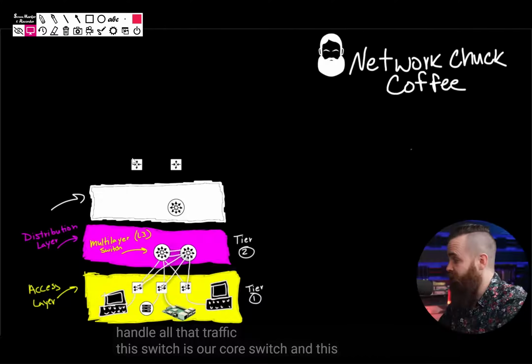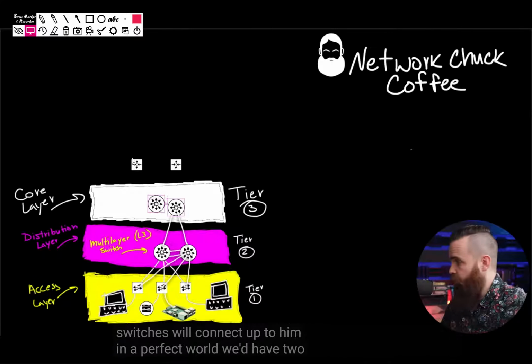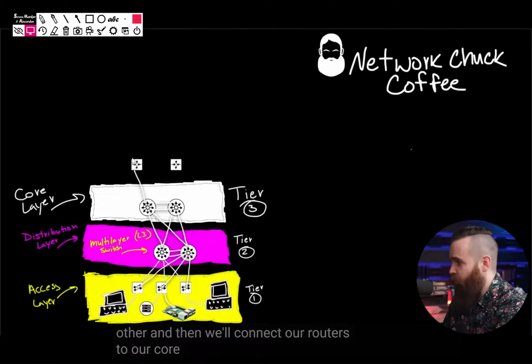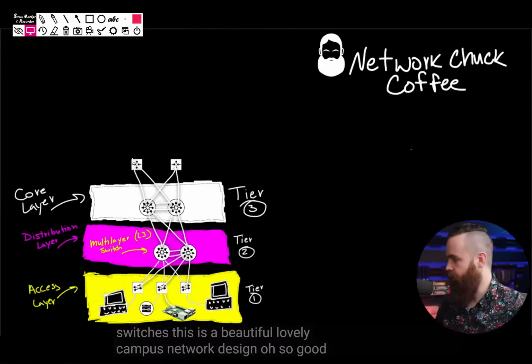This switch is our core switch, and this is our core layer. Tier 3. Our distribution layer switches will connect up to him. In a perfect world, we'd have 2 of our core, because he's the main guy. And we connect them up, and our cores will be connected to each other, and then we'll connect our routers to our core switches. This is a beautiful, lovely campus network design. Oh, so good. Expensive, but good.